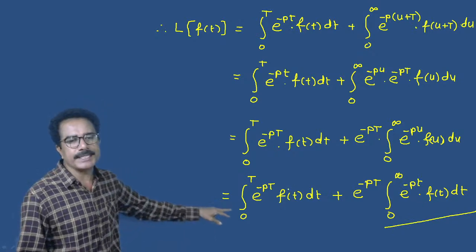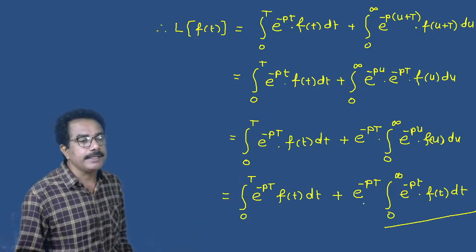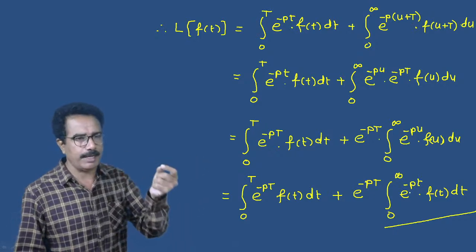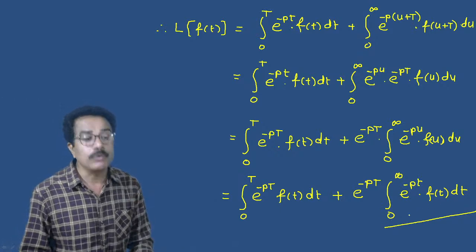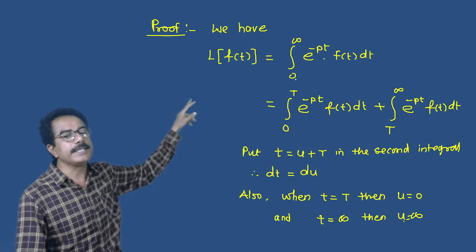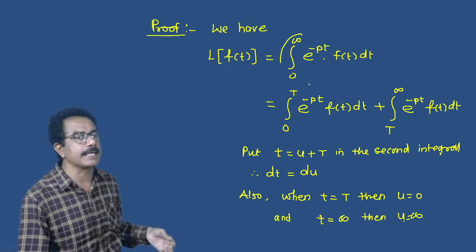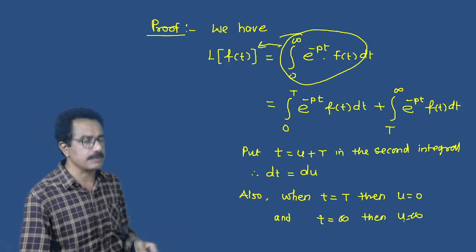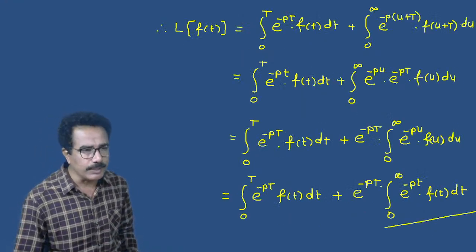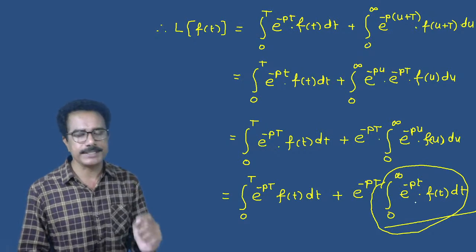So this first integral is as it is, and the second integral becomes e raised to minus pT into the integral from 0 to infinity of e raised to minus pt f of t dt. Now you know that according to the definition of the Laplace transformation, the integral from 0 to infinity of e raised to minus pt f of t dt we can replace by the Laplace transformation of f of t. This is according to the definition.